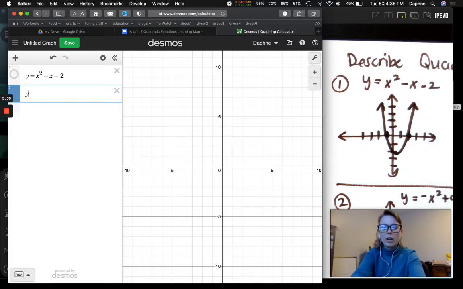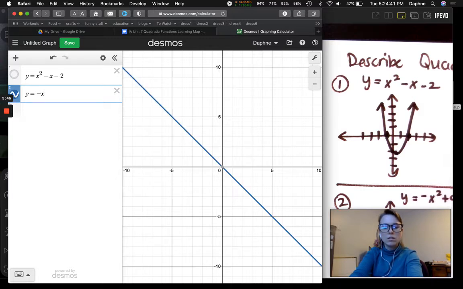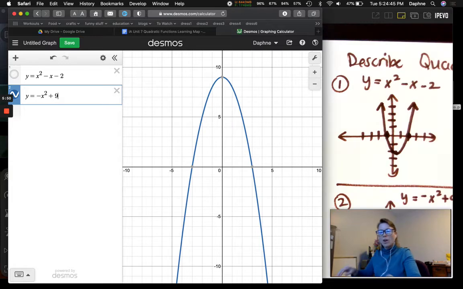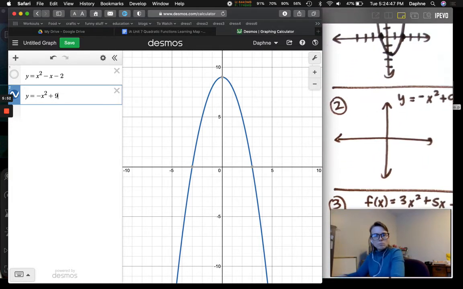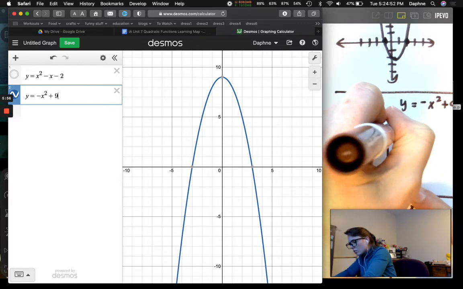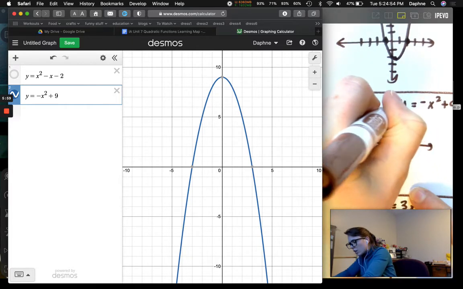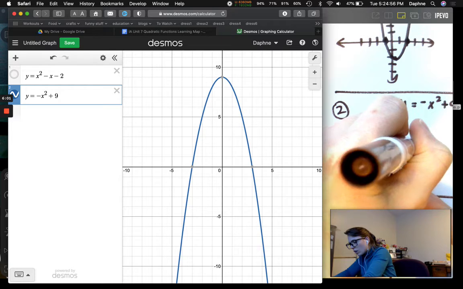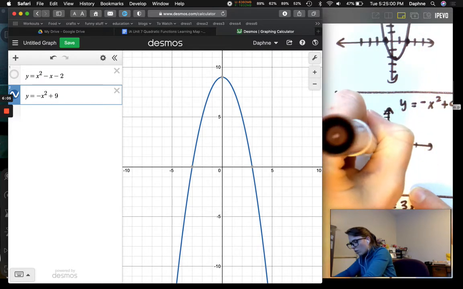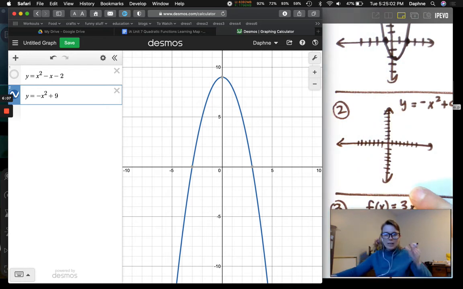The next one will be y equals -x² plus 9. All right, so this is our next graph. I'm going to try to make my dashes a lot more thin. So 1, 2, 3, 4, 5, 6, 7, 8, 9. Then 1 through 7 on the other sides. Notice that I'm trying to make them equally spaced so that my graph is still nice.